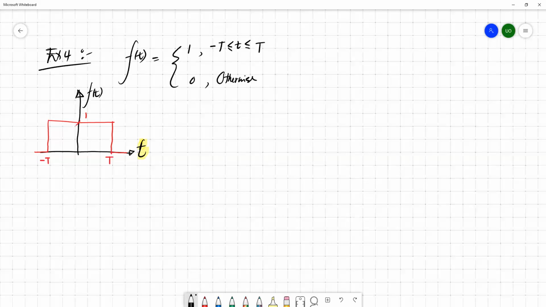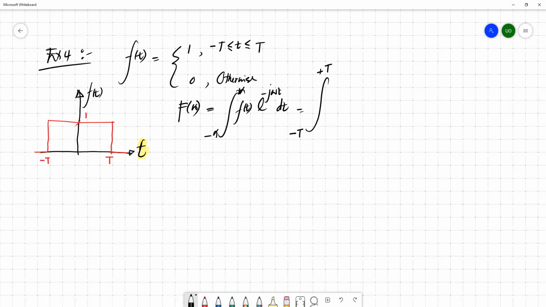Then you need to evaluate the Fourier transform, so you have to solve this integral. By looking at this function, you can simplify the integral, because this function is defined only in the range between minus t and plus t. For the rest of the time, the function f(t) is 0. So this integral can be simplified to minus t to plus t. In this range, f(t) is 1, times e to the power minus j omega t dt.